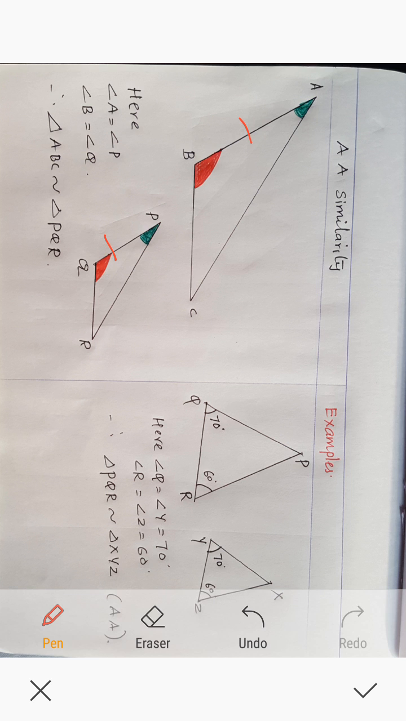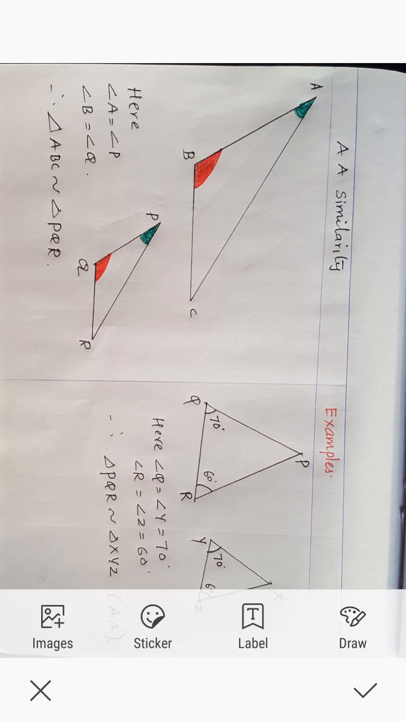How can we understand AB and PQ are to be taken? Here these two angles are equal. How are these two angles equal? By angle sum property. If two pairs of angles are equal, automatically the third pair of angles will also be equal. That is why I told you in the beginning AA similarity is the same as AAA similarity.